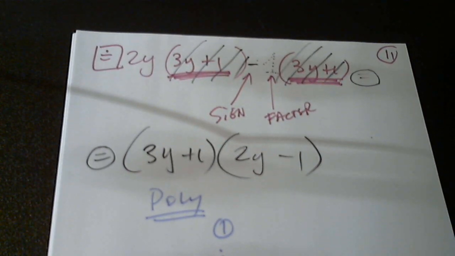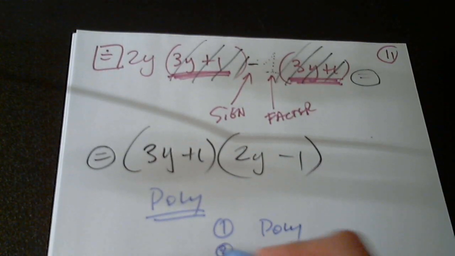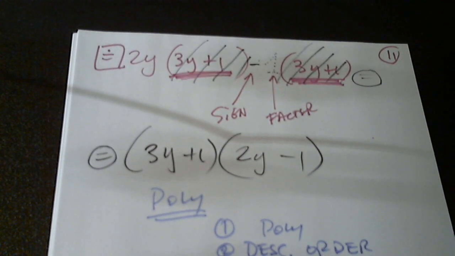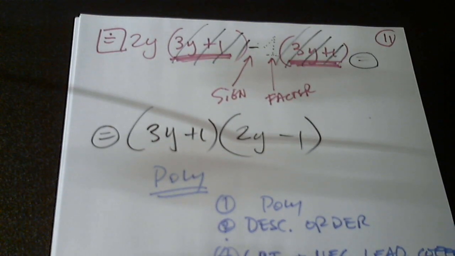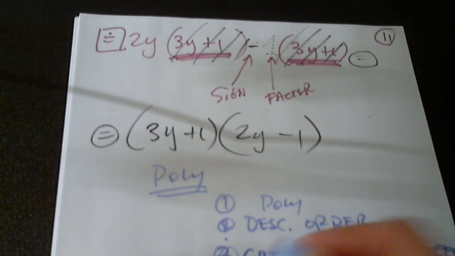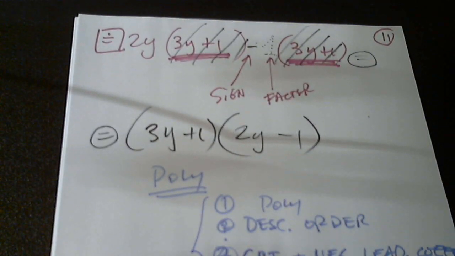No special product here. So what is it? Polynomial, descending order, greatest common factor, plus negative leading coefficient. No special product. Maybe just 4. So it's a polynomial. It's in descending order. There are 4 terms. Greatest common factor, negative leading coefficient. And the last one is factoring by grouping, and that's it. And this is the end of factoring, but I want to squeeze in one example.